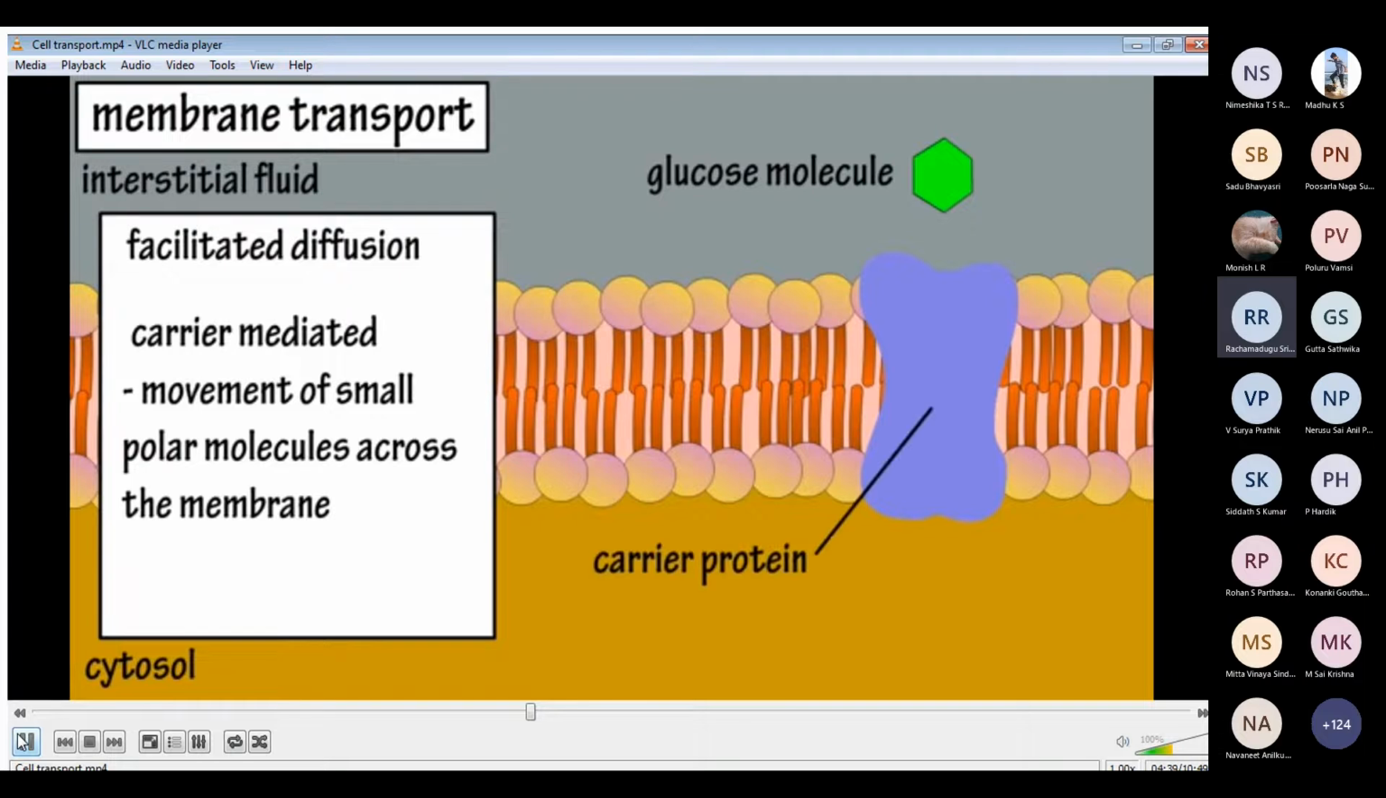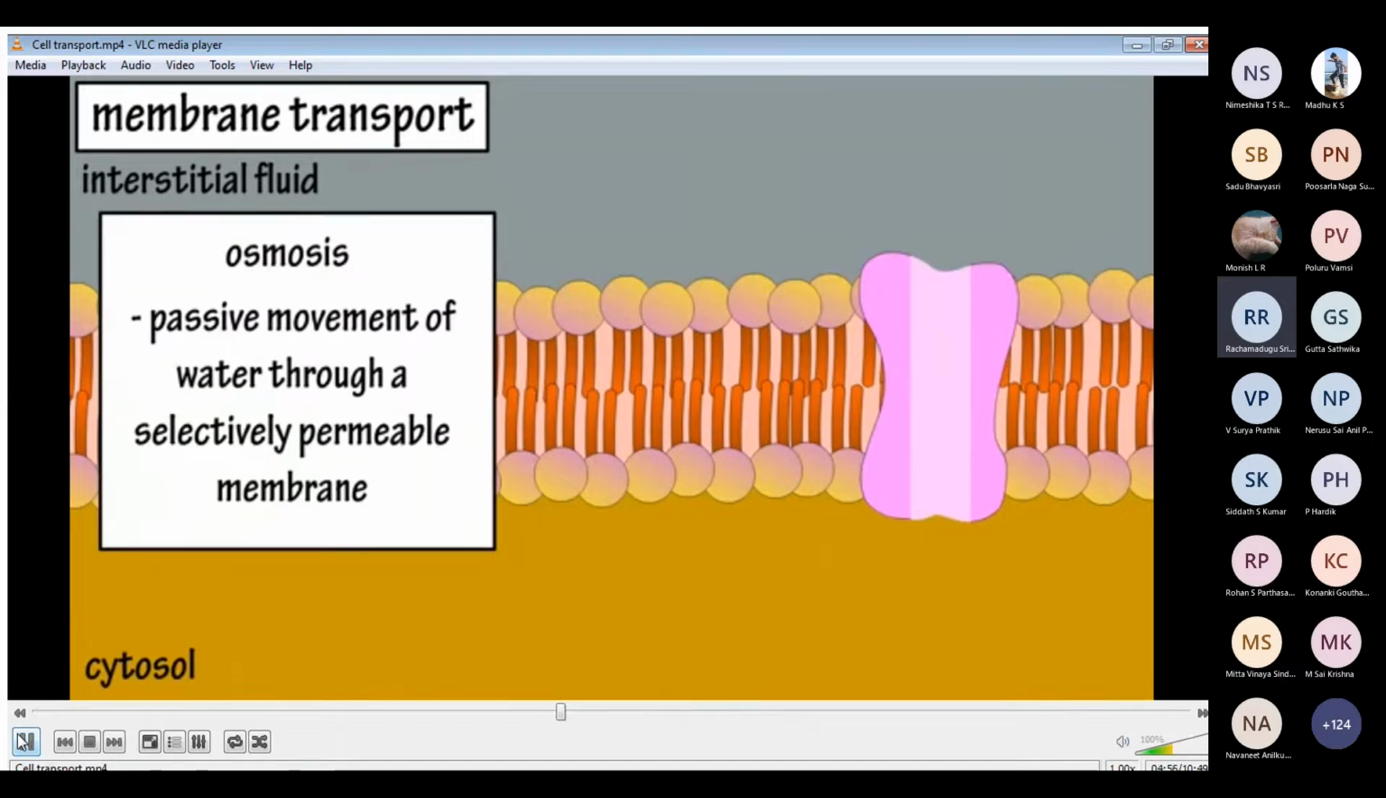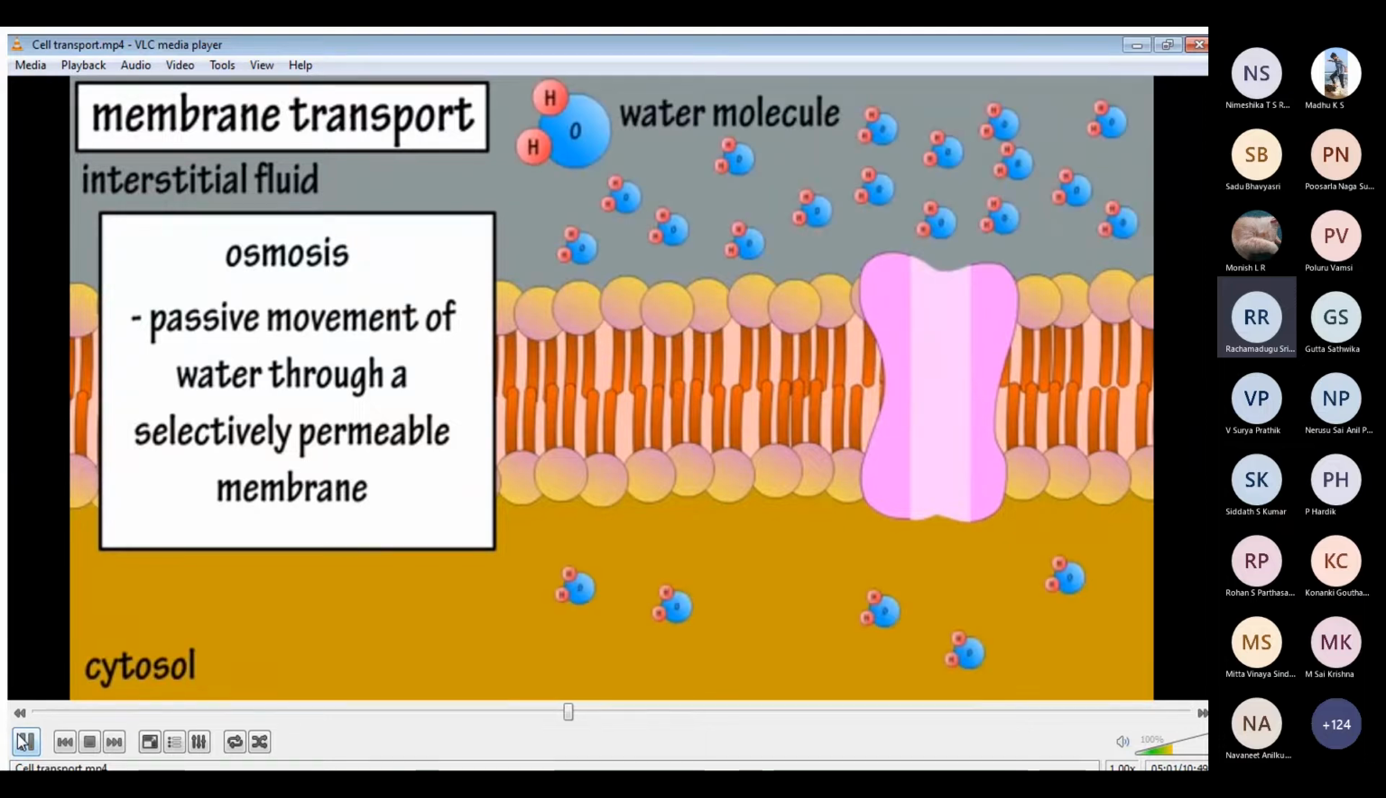This is accomplished by a carrier protein, which actually changes shape in the process. For instance, glucose binds to a carrier protein, which changes shape and moves the glucose molecule to the other side of the membrane. Now for osmosis. Osmosis is the passive movement of water through a selectively permeable membrane. This occurs when there's a difference in concentration of water on either side of the membrane. This can happen in one of two ways.